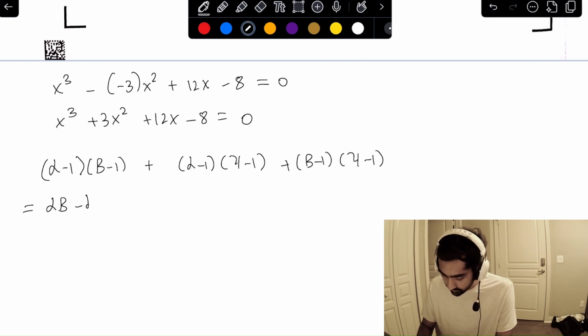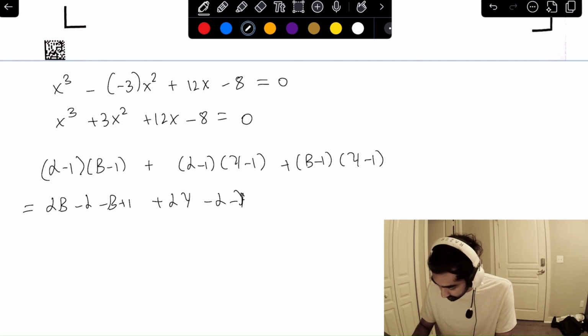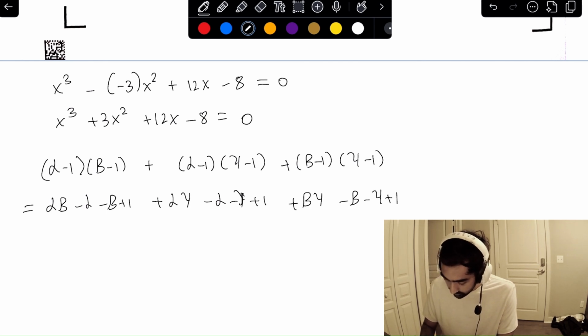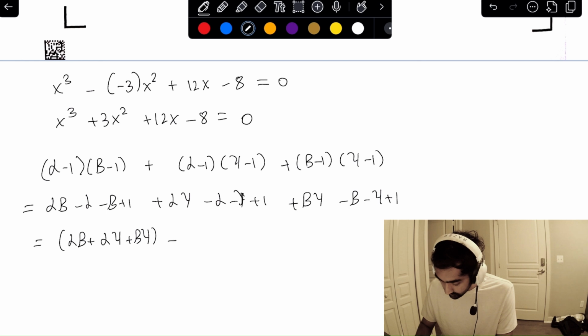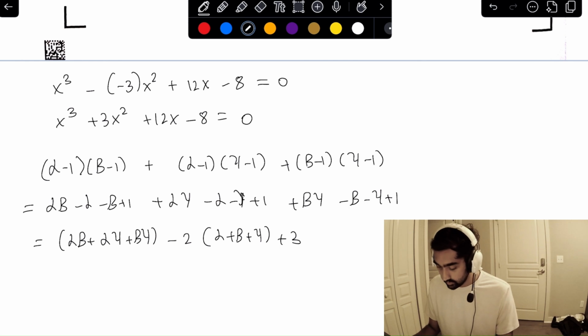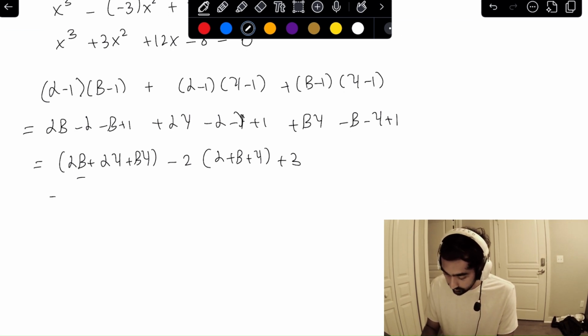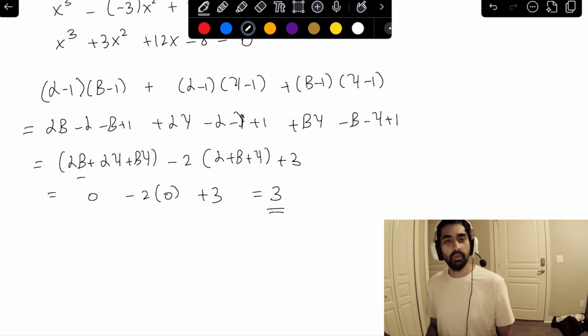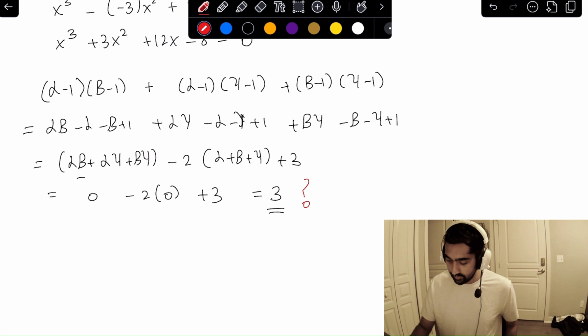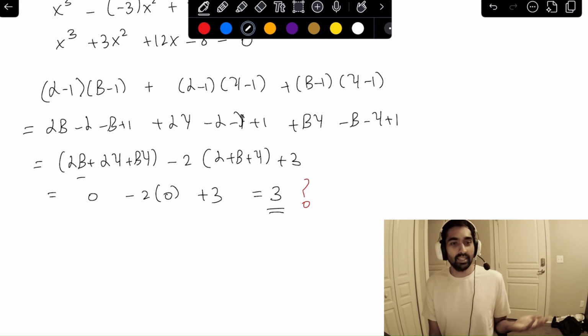So if I multiply it, I get alpha beta minus beta plus 1, plus alpha gamma minus gamma plus 1, plus beta gamma minus beta minus gamma plus 1. If I group the like terms, I get alpha beta plus alpha gamma plus beta gamma, minus 2 times (alpha plus beta plus gamma), and then plus 3, right? And I know that this is 0 and this is 0. This is just 0 minus 2 times 0 plus 3, which is just 3. But did we make a mistake? Because didn't CAPE tell us that this was 12? So did I make a mistake?